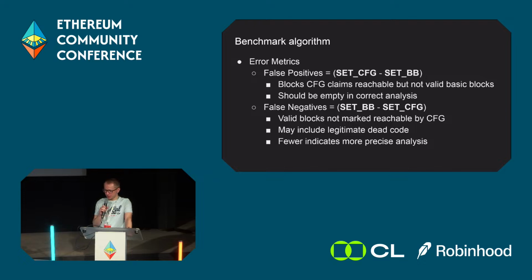So false positive, by definition, is the set of control flow graph blocks minus the set of basic blocks, and it should be empty in a correct analysis, because if some control flow graph reconstruction algorithm produces a block which we definitely know cannot be reached, then it's totally a false positive. With false negatives, it's not so easy, because it may include dead code, but we can assume that fewer indicates a more precise analysis.